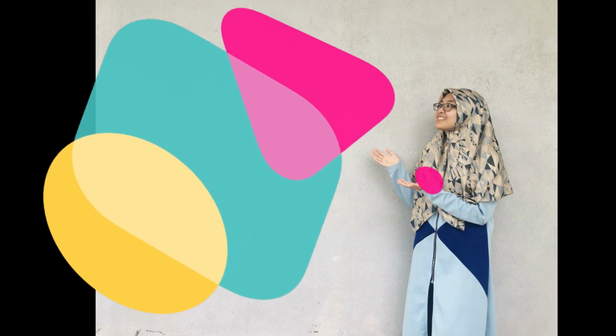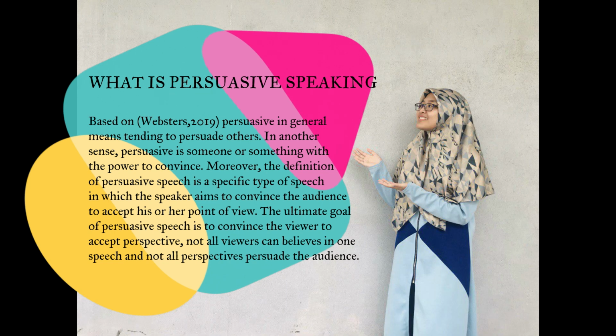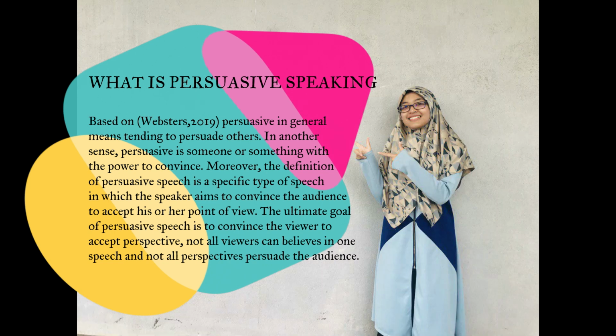What is persuasive speaking? Based on Webster's 2019, persuasive in general means attempting to persuade others. In another sense, persuasive is someone or something with the power to convince. Moreover, the definition of persuasive speech is a specific type of speech in which the speaker aims to convince the audience to accept his or her point of view. The main goal of persuasive speech is to convince the viewer to accept the perspective.